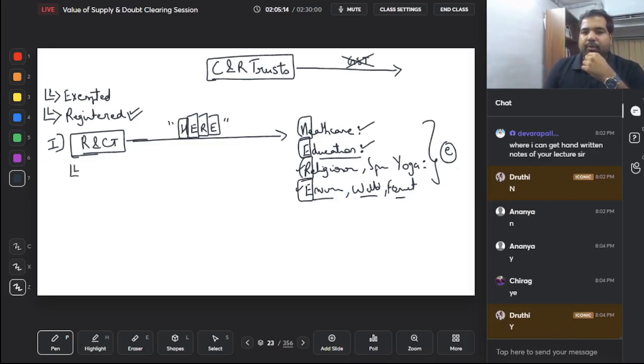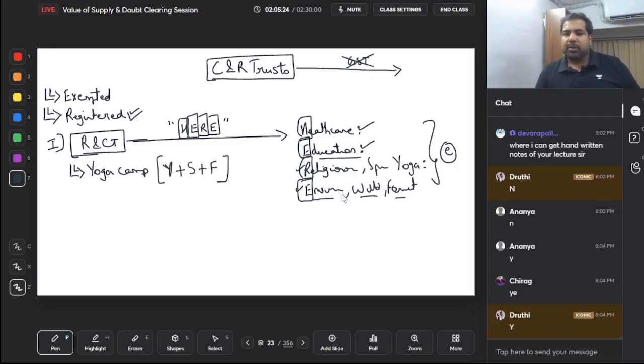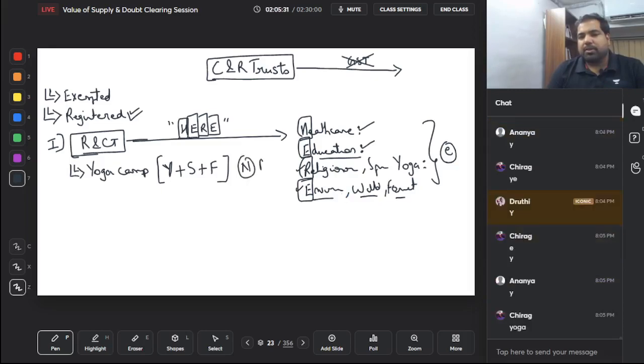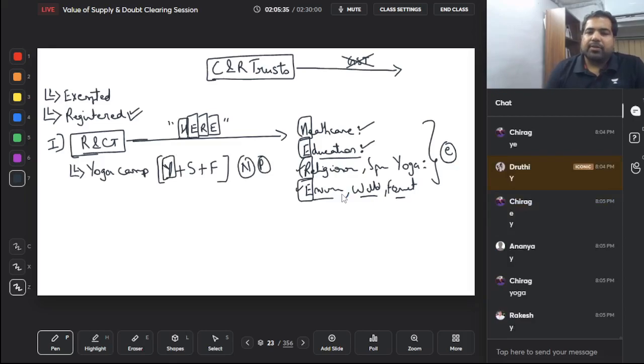Guys, here I especially want to talk about a yoga camp. What if they organize a yoga camp where you can learn yoga, plus you can stay and you can eat food also? Guys, is this a composite supply? And what is the principal supply, guys? Are they naturally bundled? Yes. And what is the principal supply? Yoga, which is exempt. So this entire service will be exempt.